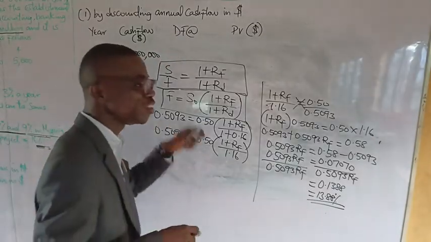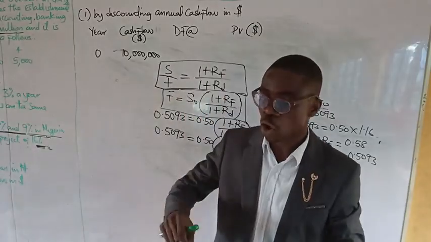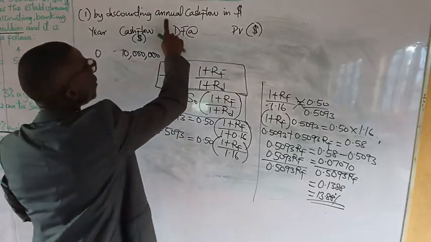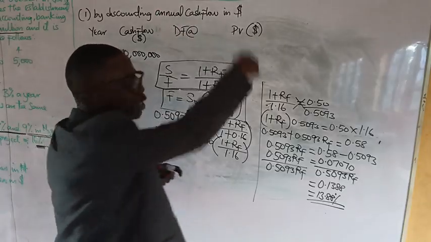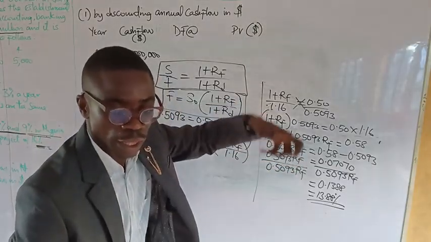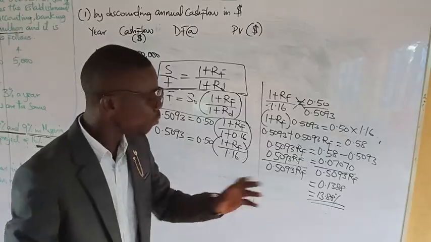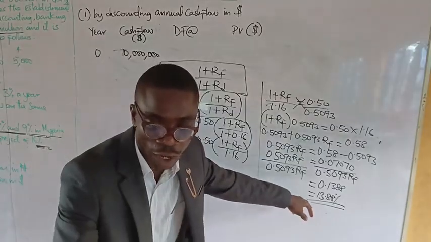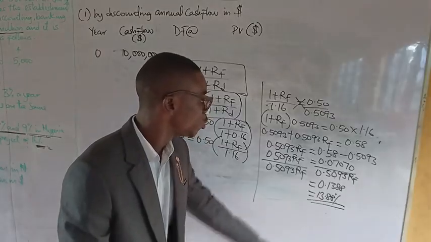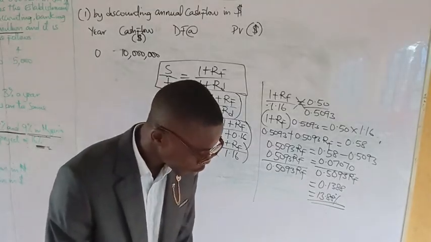Because you are not giving the interest rate or the return in dollars, and you are discounting the annual cash flow in dollars. So you need to know the return in dollars. That's the main thing. So we have calculated the return in dollars. Do we all understand this?